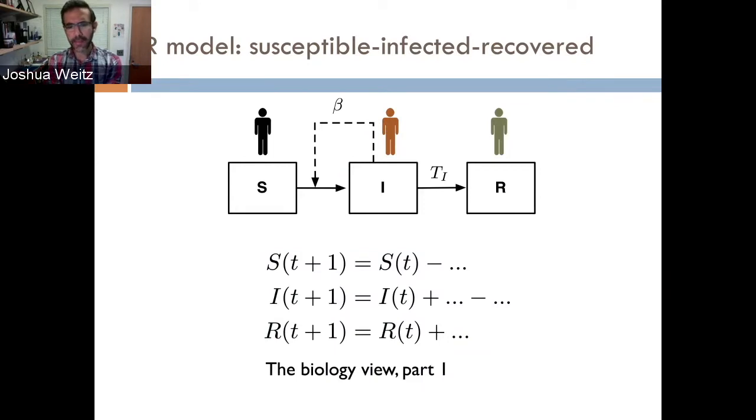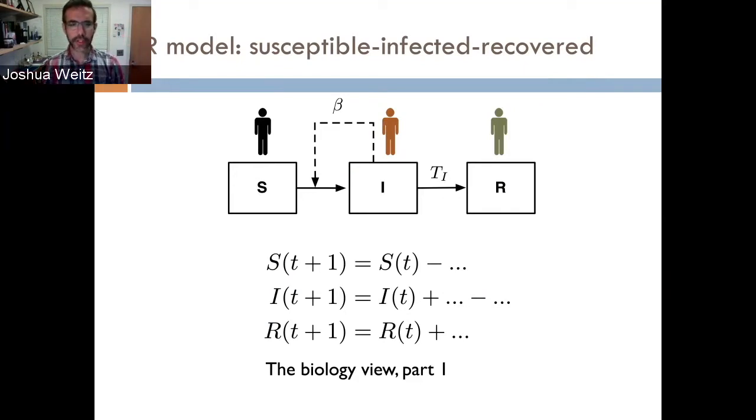My experience has been in teaching these kinds of models and others like them, is that from the biology perspective, we often think of updates, that we have a system now, some S of t, I of t, R of t, in other words, however many susceptible, infectious, and recovered individuals there are right now, and then there's the next time. And the next time is always, for whatever reason, t+1, that next moment.